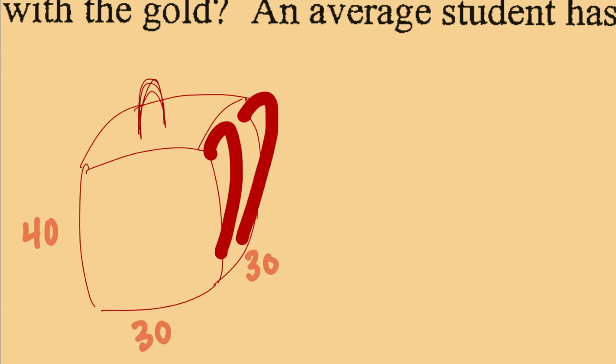So to figure out the volume, I'm going to go length times width times height. So I'm going to say 30 centimeters times 30 centimeters times 40 centimeters. This will give us the volume of our backpack. When I do that math, I get 36,000 cubic centimeters. That is the number of cubic centimeters that could fit inside our backpack. So if you can imagine drawing all these little cubic centimeters in there, I could fit 36,000 of them.